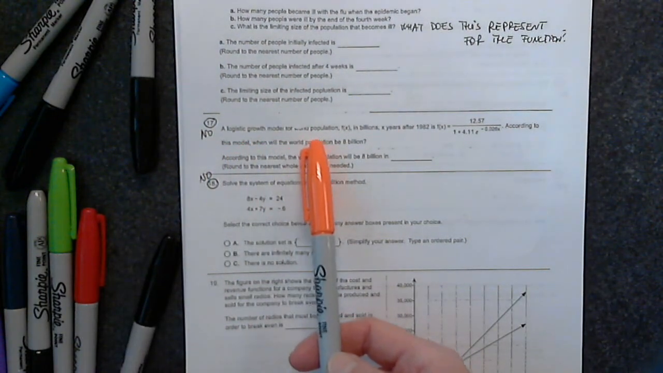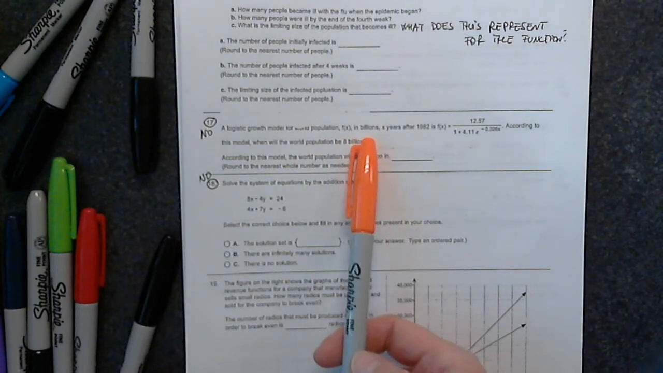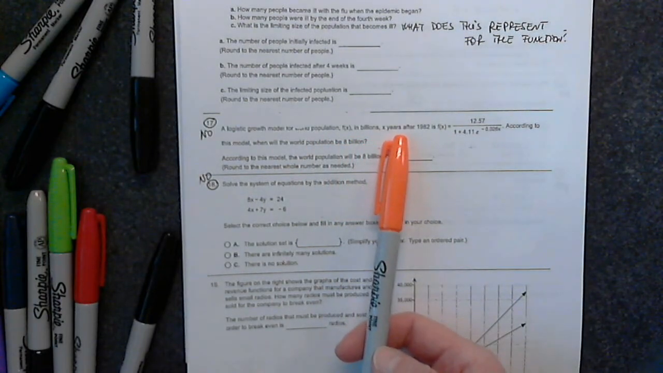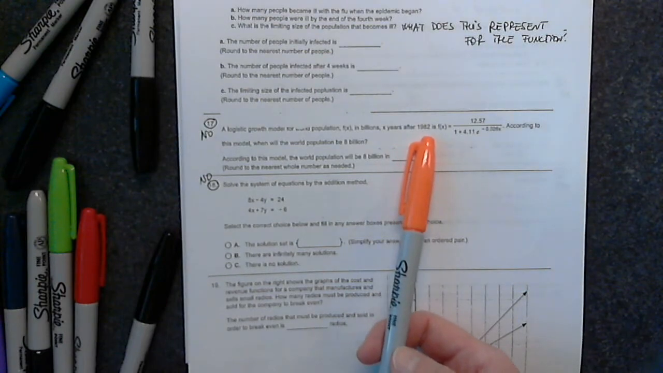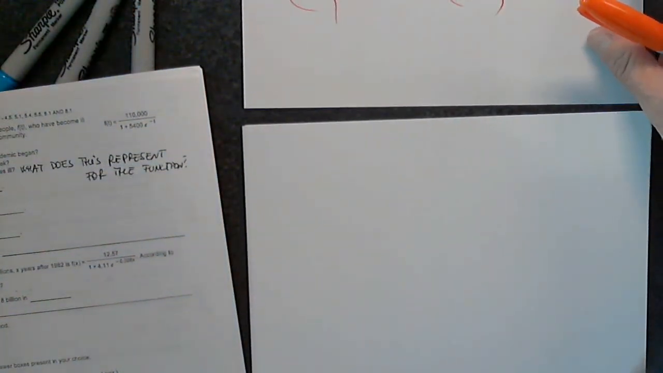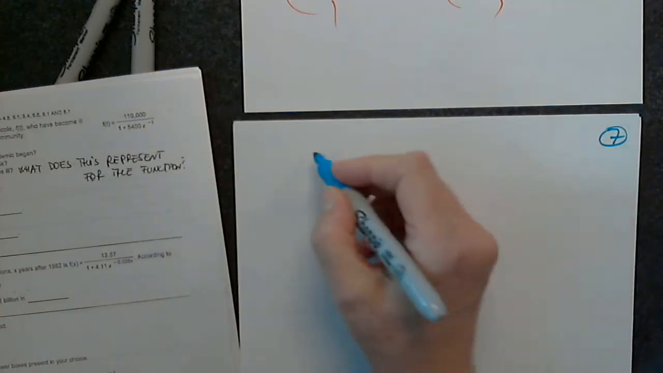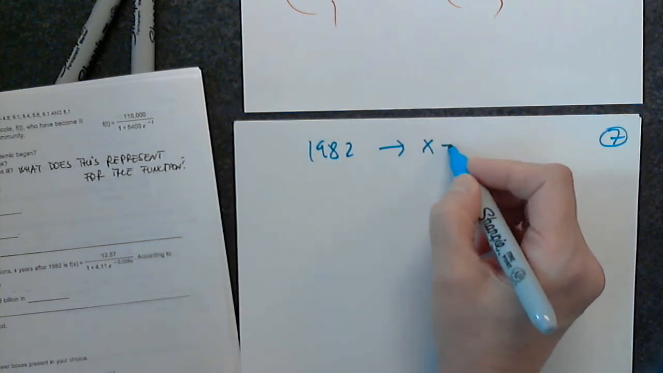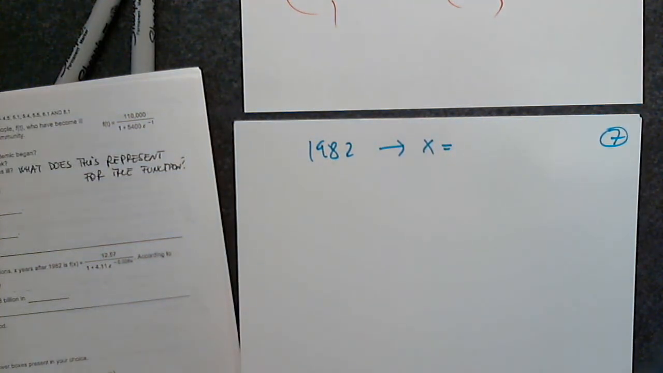A logistic growth model for world population, f of x in billions, x years after 1982. What does that mean immediately? I have to put it in writing so I don't forget. What does that mean? X years since 1982. It means that 1982 represents x equals 0. For someone born in 1982, x years after 1982, what is the person's age in 1982?